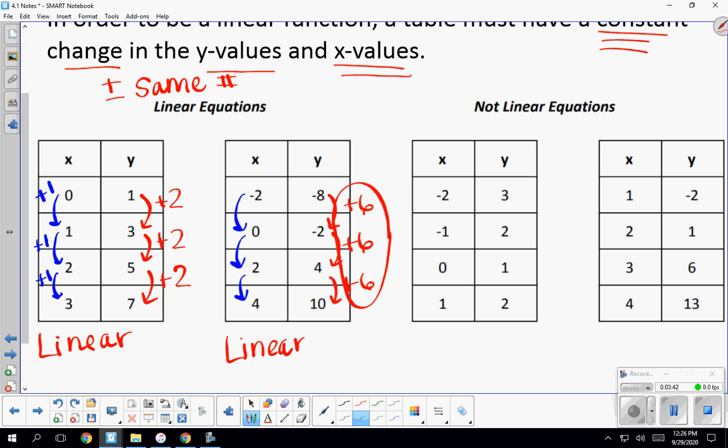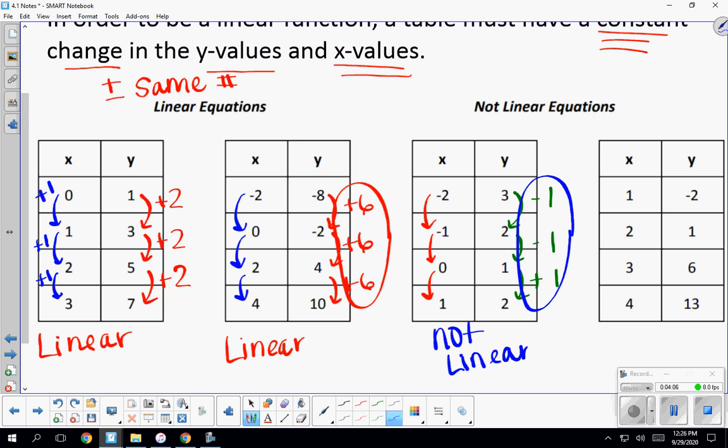Okay, an example is over here on the right. Here, again, we're adding 1 each time. That means I can determine what kind of function this is. But if I look on the right, I'm subtracting 1, and then I begin to add 1. So this is a problem, we don't have a constant change. So this guy is not linear.